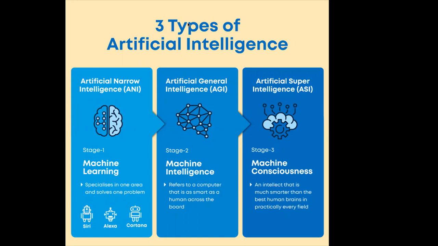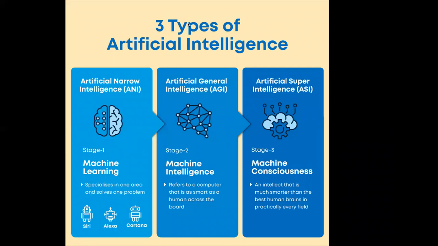Now, when we move to the stage three artificial intelligence, that's the artificial super intelligence. With this one, it is much smarter than the human and practically better in every field. For example, we have these supercomputers. They can actually compute with higher power than what a human being can do. They can break down higher mathematical computations as compared to what a human can do.